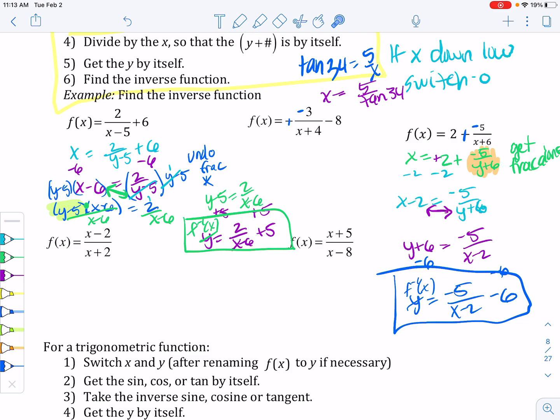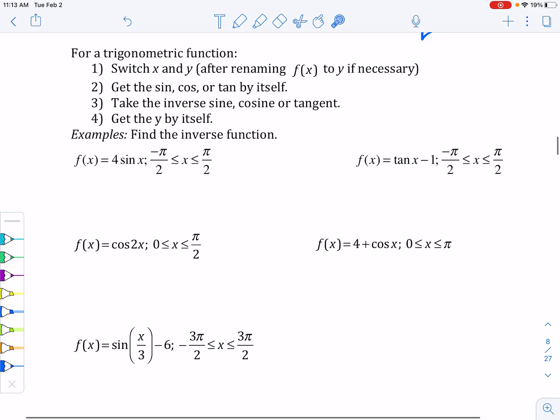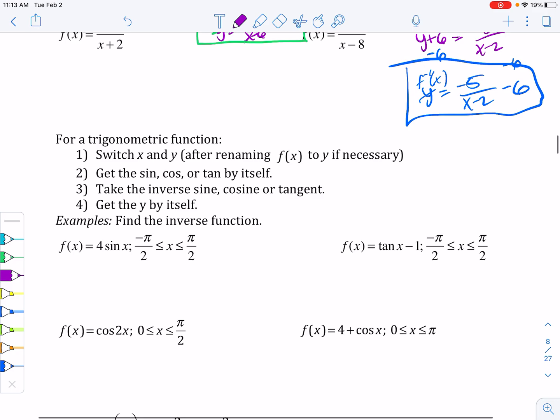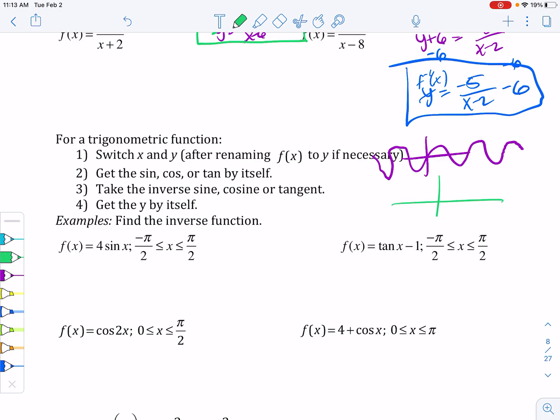Okay? We also can find the inverse of trig functions. Now, we haven't gone over what our trig functions look like, but just so you can see, our sine function looks like this. Wow, that was horrible. Our cosine function, it's all the same top and bottoms, but I just didn't draw superbly. Drawing is not my strength in life. So this is the cosine graph. And then our tangent graph looks like this. Sort of. None of those are drawn superbly.